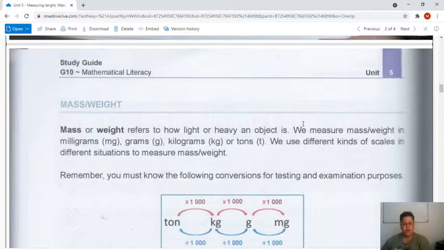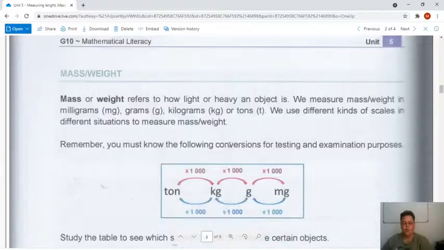Alright, so mass or weight refers to how light or heavy an object is. We measure mass and weight in milligrams or grams or kilograms, even tons. We use different kinds of scales in different situations to measure mass and weight.